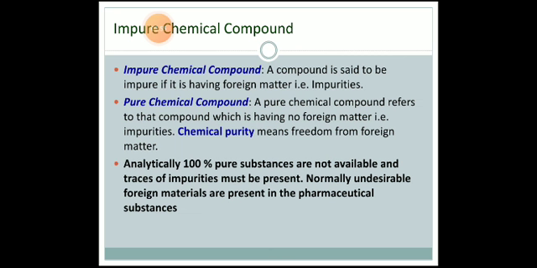Now, impure chemical compound. An impure chemical compound is a compound that has a foreign matter, which is called impurities. A pure chemical compound is referred to as a compound having no foreign matter like impurity. Chemical purity means freedom from foreign matters.